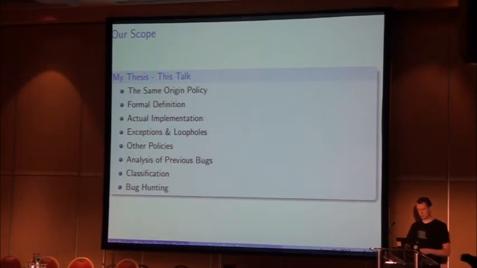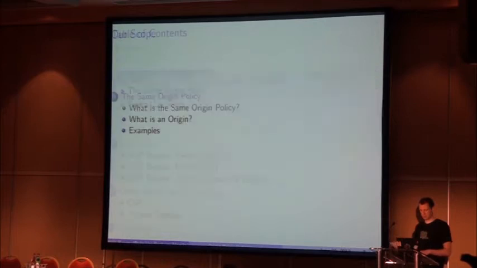So our scope, that means I'm going to talk a bit about the basics of the Same-origin policy and go into details about exceptions. But I actually did a whole lot more, which I can't present all in this condensed manner. What I did was look at the Same-origin policy formal definitions, the implementations, the exceptions and loopholes. There are dozens. That's fun. Different policies. I analyzed a lot of previous bugs in the Same-origin policy and did some classification and some bug hunting. The results of that I'm going to show here.